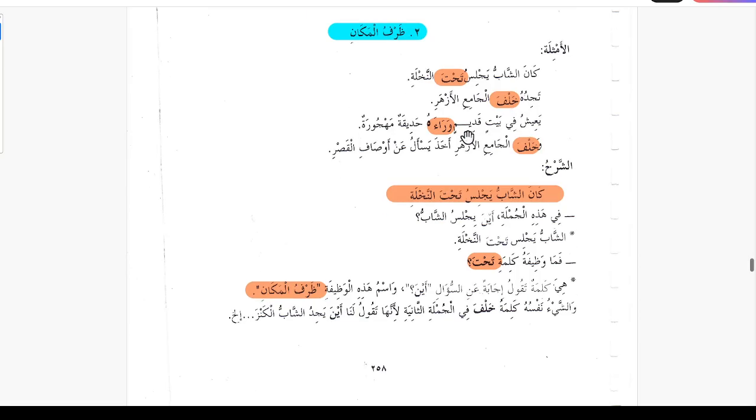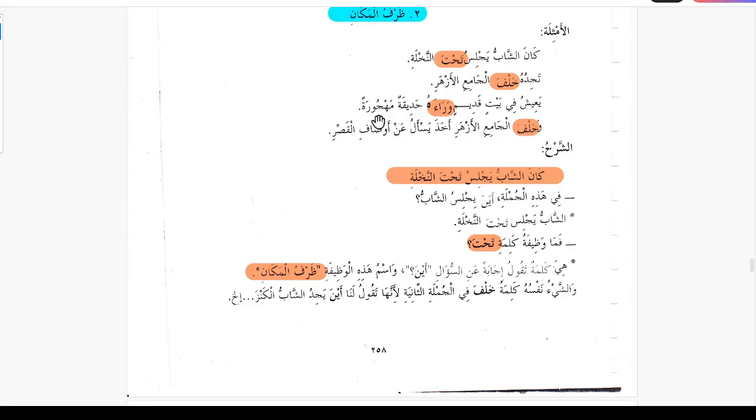Ya'ishu fi bayti qadimin, he lives in an old house. Warahu, behind it, hadikatun mahjuratun. Behind it there is an abundant garden, a garden which is abundant. So where he lives, in an old house, and what is behind it is the abundant garden. So if you ask the question, where is the abundant garden, it is behind the old house. So this wara'a is zarfu makan.